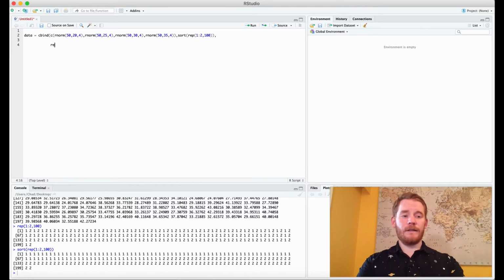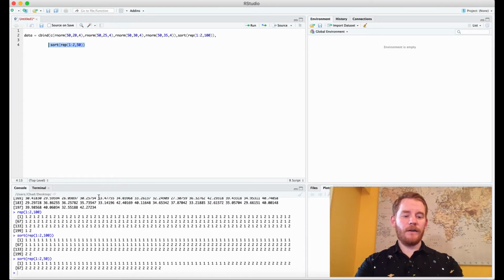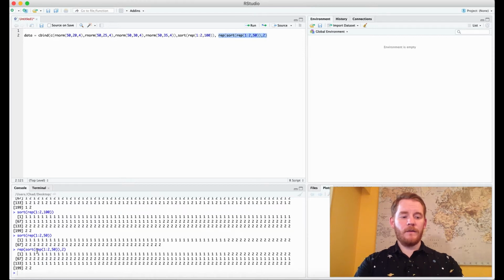So our second factor is going to have something like this. We're going to go 1 to 2, but we're only going to repeat it 50 times, and we're going to sort this. So we're going to get half the amount of data as we just did, or I should say identifiers. Then we're going to actually repeat this whole thing twice. That gives us 1 50 times, 2 50 times, 1 50 times, 2 50 times. And we'll look at that in a second here.